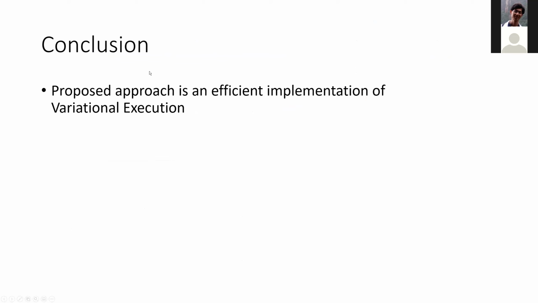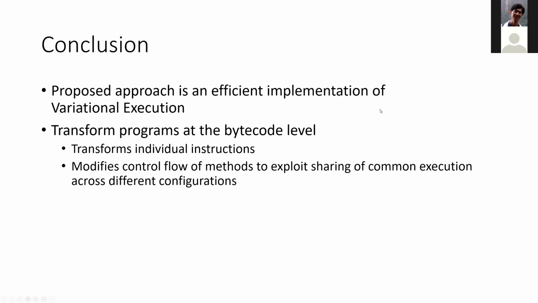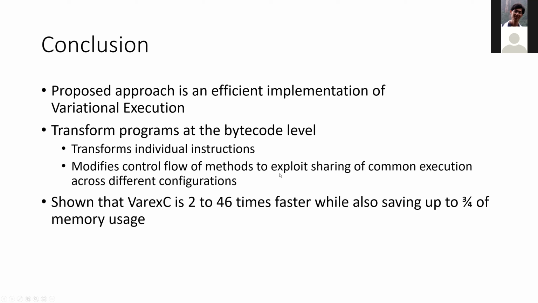To conclude, they propose an approach that is an efficient implementation of variational execution by transforming programs at the bytecode level, transforming individual instructions and modifying control flow of the methods. They showed that VarexC is 2 to 46 times faster and also saves up to 3/4 of memory usage compared to the state of the art. That's it for the presentation.